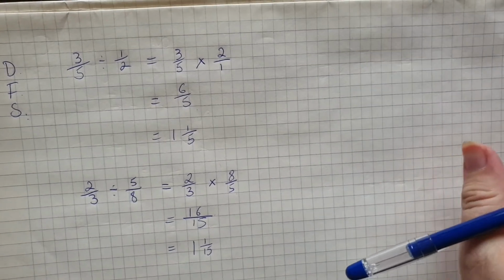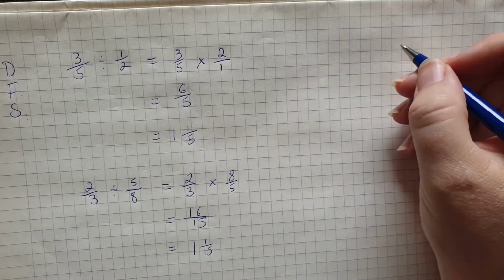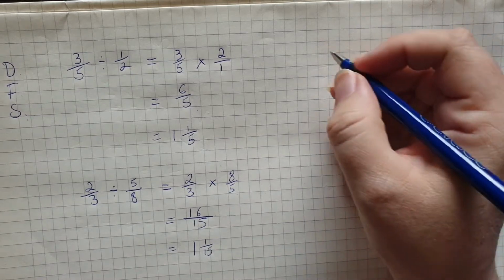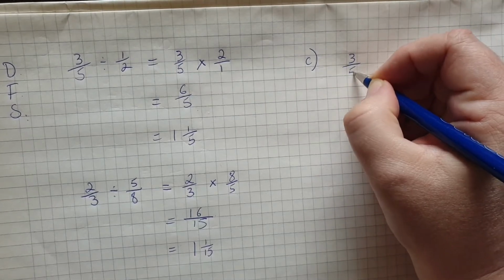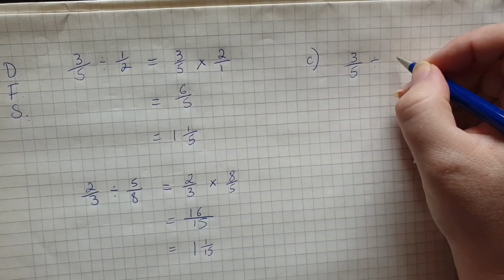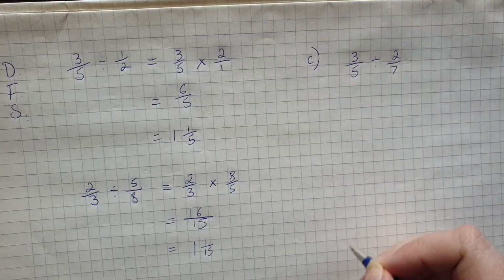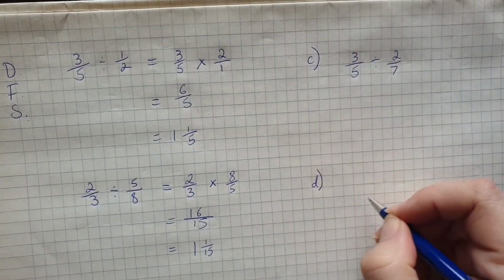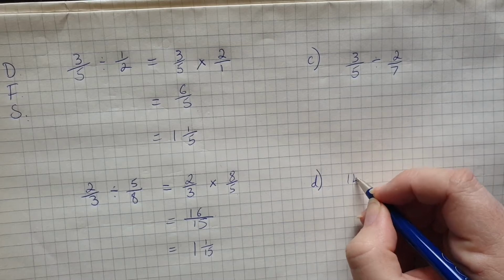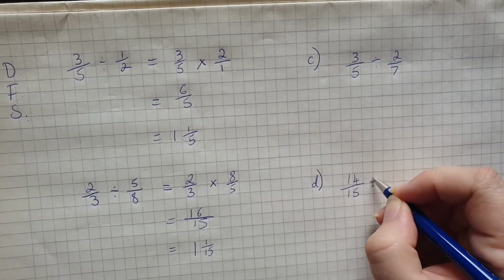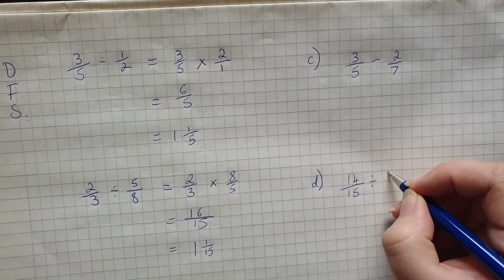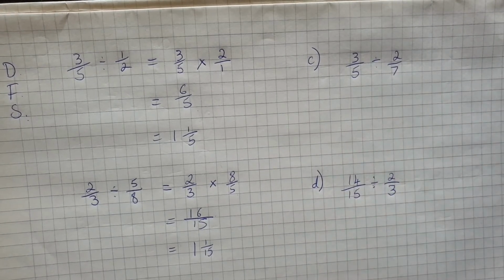As always, it's over to you for the next 2 questions. See if you can work these out. Pause the video as you do so. Question C, 3/5 divided by 2/7. And question D, 14/15 divided by 2/3. Pause the video, work it out, then we'll check back in.